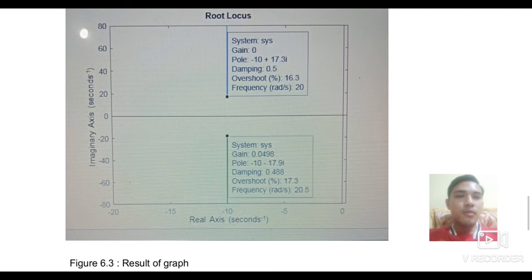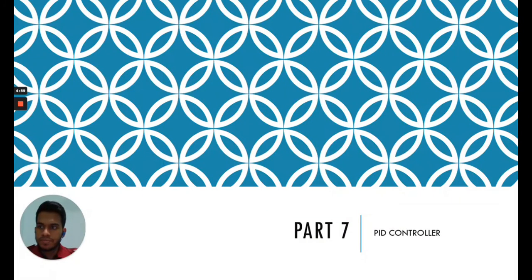And the second point at the bottom, the system that we use is SYS. Gain is 0.0498. The pole is minus 7 minus 17.9i. The damping is 0.488. The overshoot is 17.3% and the frequency is 20.5 radians per second. So I will continue with part 7, PID controller.